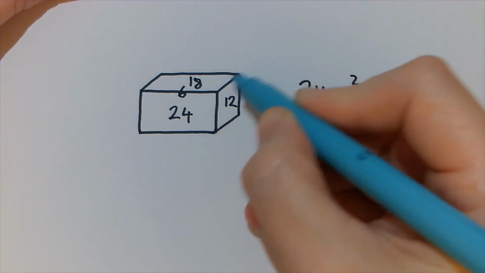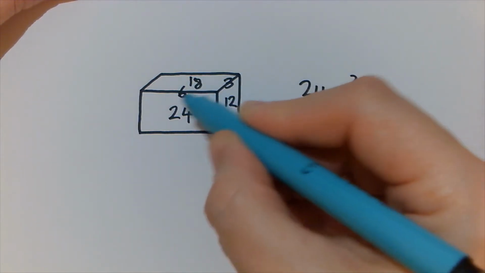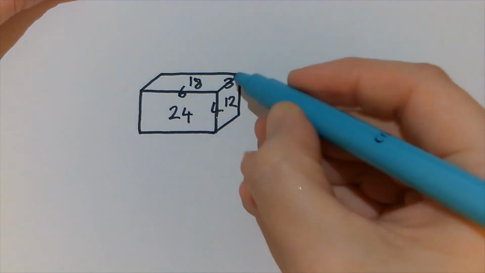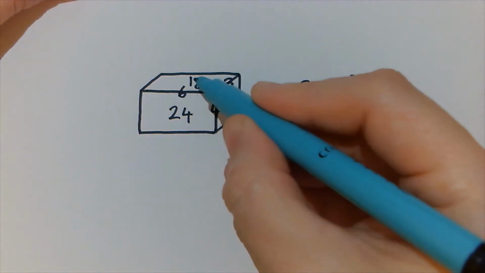6 times by 3. 6 threes would make it. And this would have to be 6 times by 4. And it works out that 3 times 4 is 12, and 3 times 6 is 18, and 6 times 4 is 24.